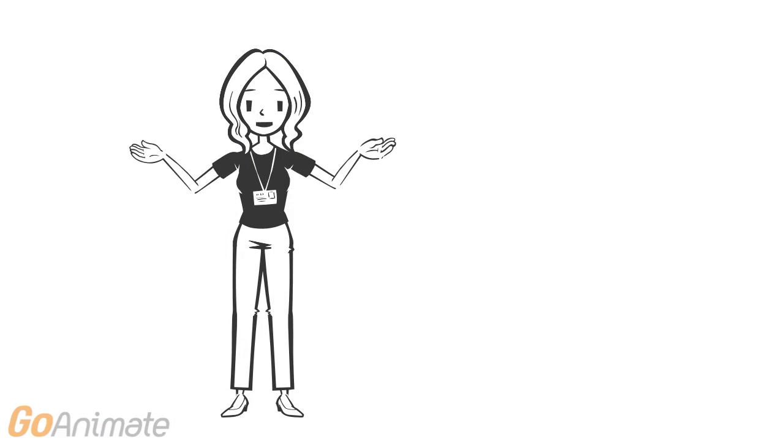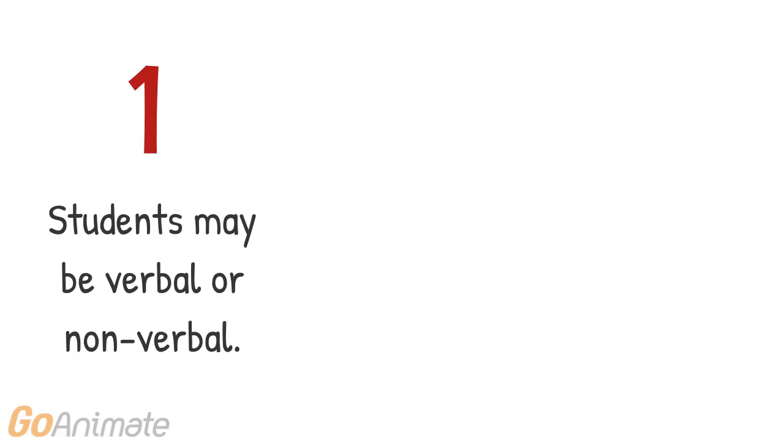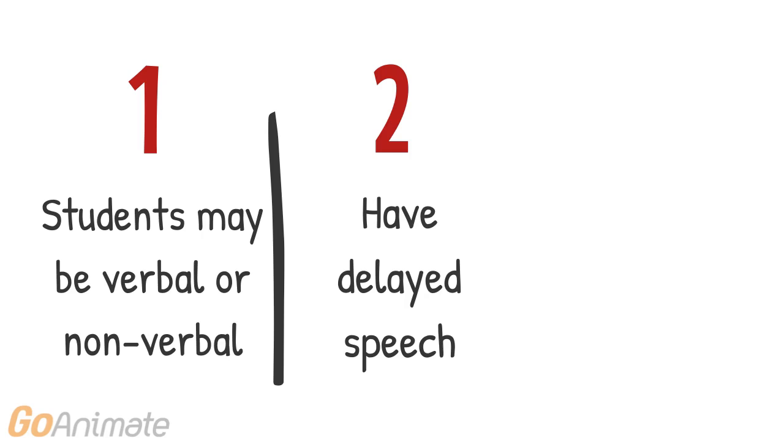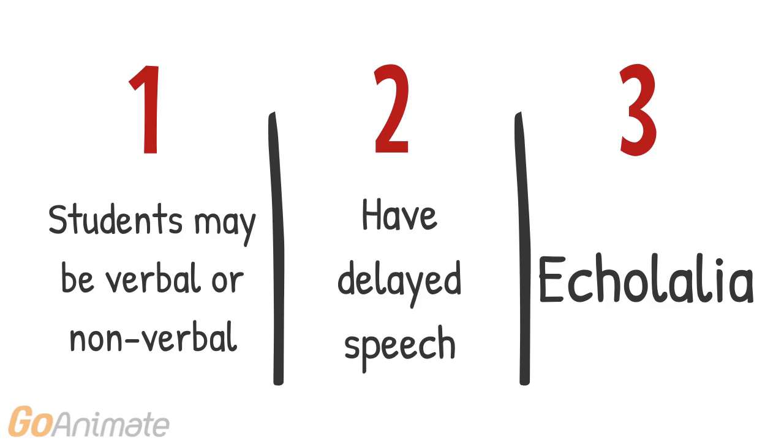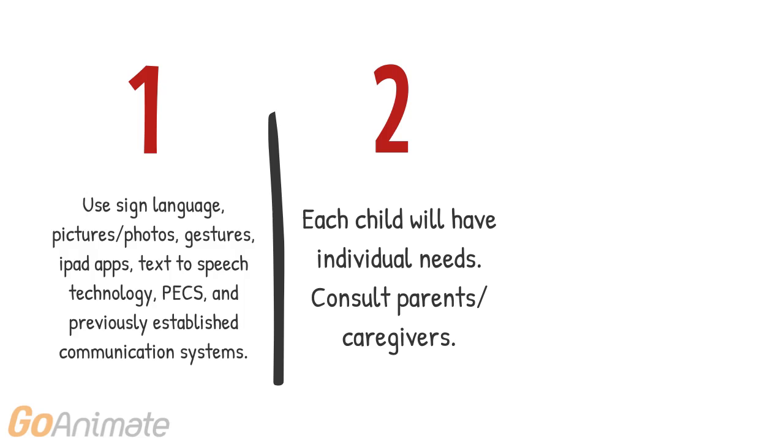Communication in the classroom for the student with autism. Students with autism may be either verbal or non-verbal, or they may have a speech delay. Some students might have echolalia. Use sign language, photos, pictographs, gestures, apps, text-to-speech technology, the picture exchange communication system, and any communication systems already established. Each child's needs will be specific and individual.